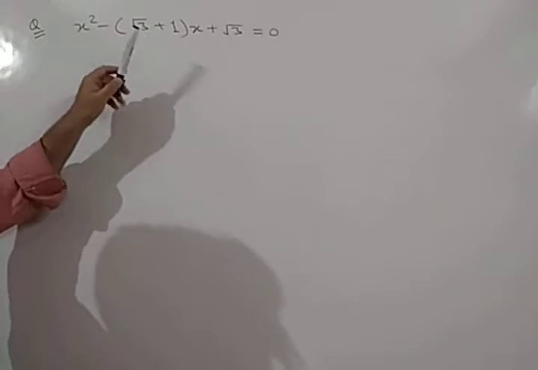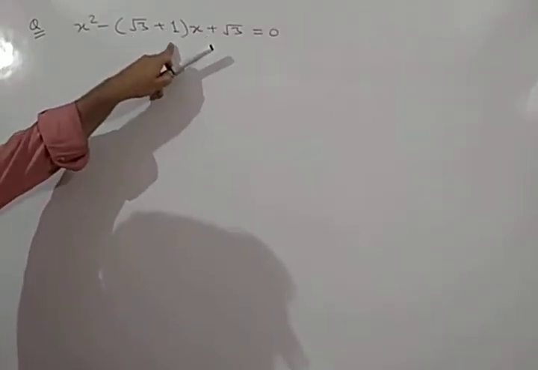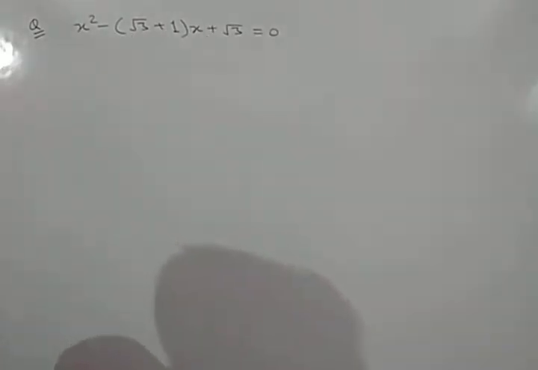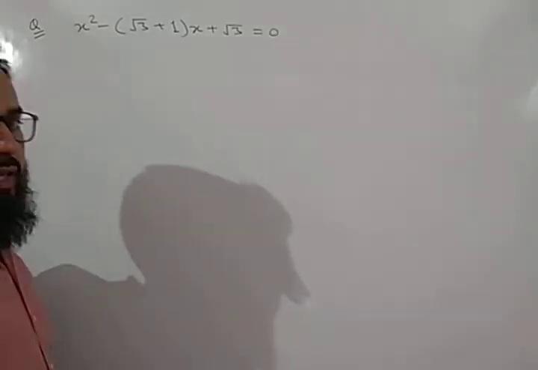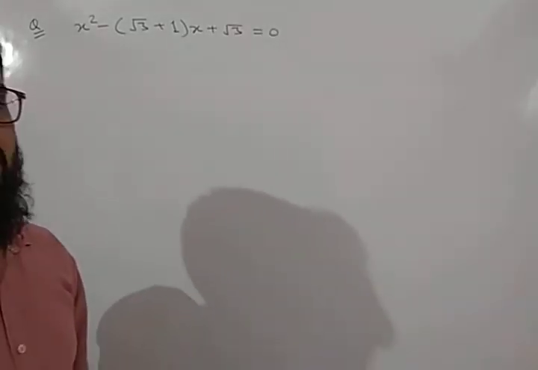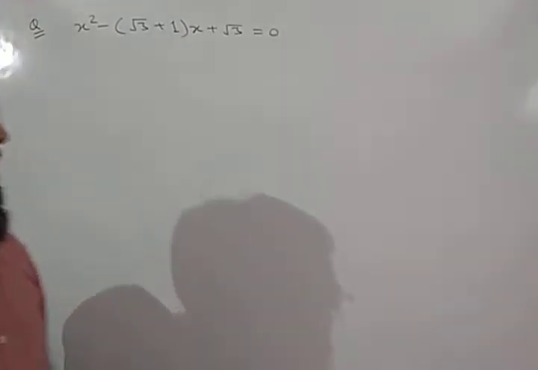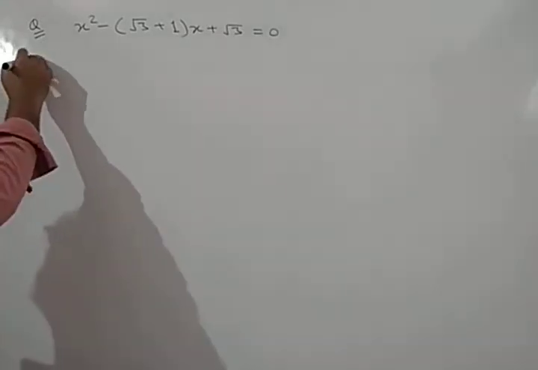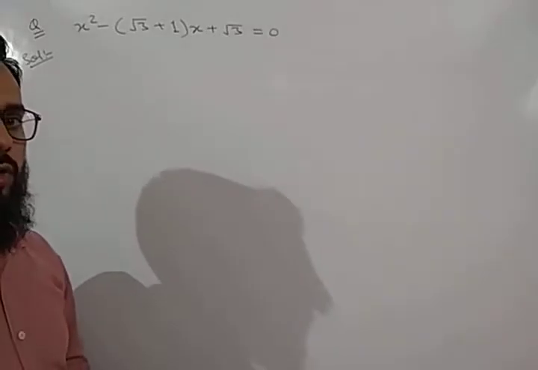Now the next question is x square minus (root 3 plus 1) in the bracket x plus root 3 equal to 0. We have to solve this equation again by the method of completing the square. Okay, so let us start. Now I think you have remembered the steps. You can solve it yourself.